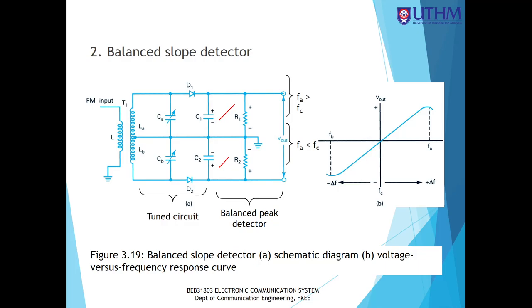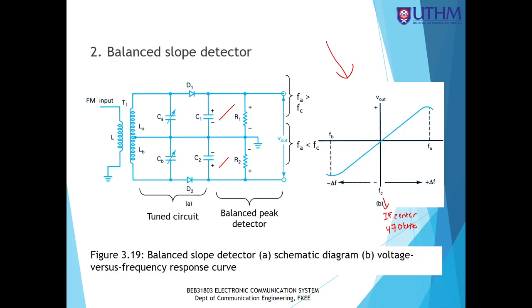In this slope detector, based on the frequency response curve on the right side here, this is the frequency response curve. What happens is that at the center of IF, let's say this is the IF center, which is the second IF of 470 kilohertz.